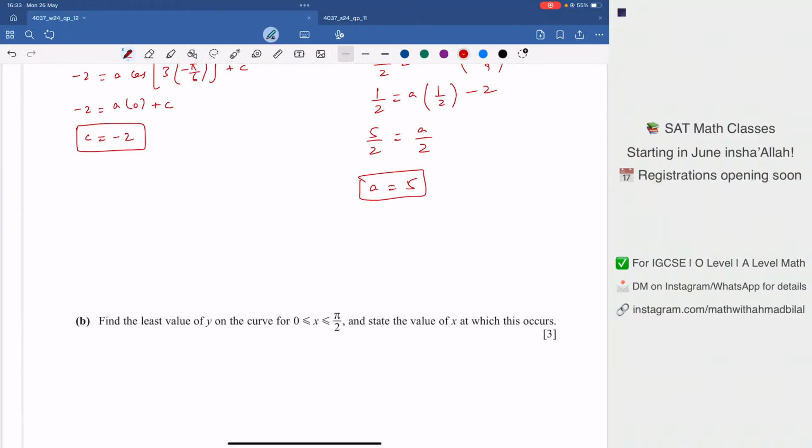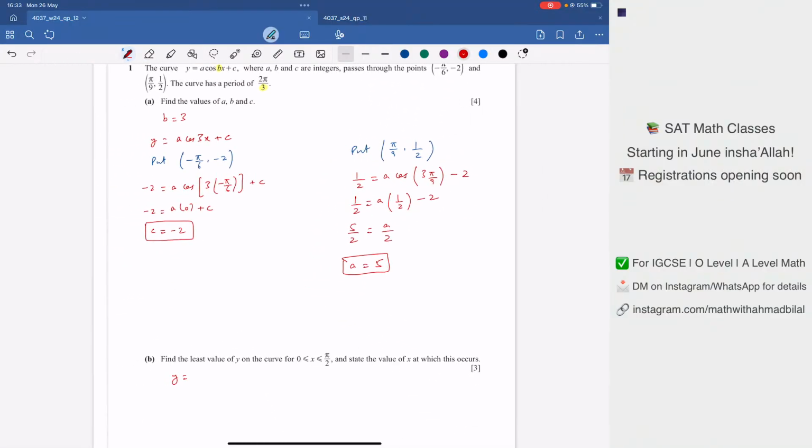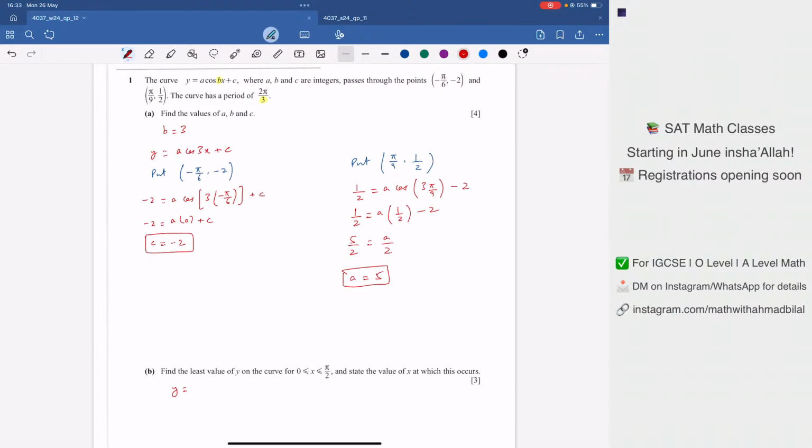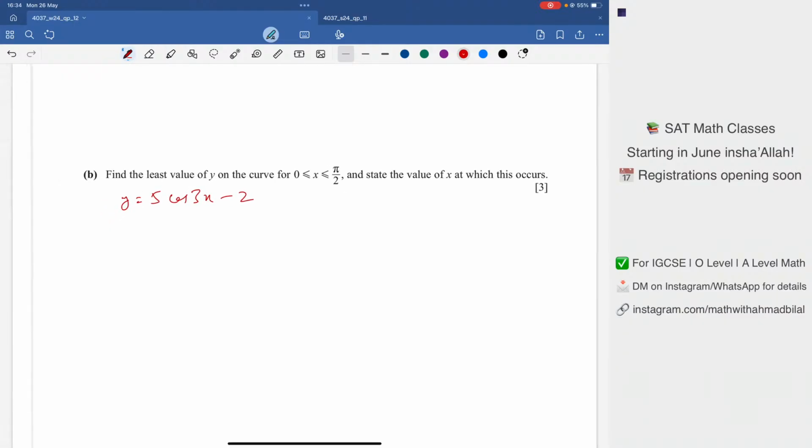So now that we know the values of a, b, and c, we can write that function in this form. We can say y is equal to 5 cos of 3x minus 2, right? That's what this function is now. What's the least value of this function? How do we think about this?